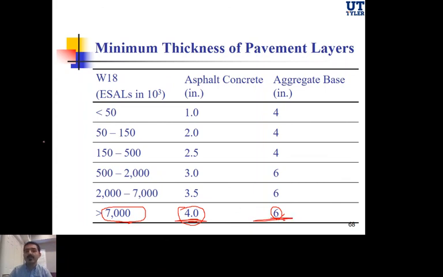But of course, if you have a lower amount of ESALs, let's say somewhere between 150,000 and 500,000, then the minimum thickness would be 2.5 inches for the asphalt layer and 4 inches for the aggregate base.